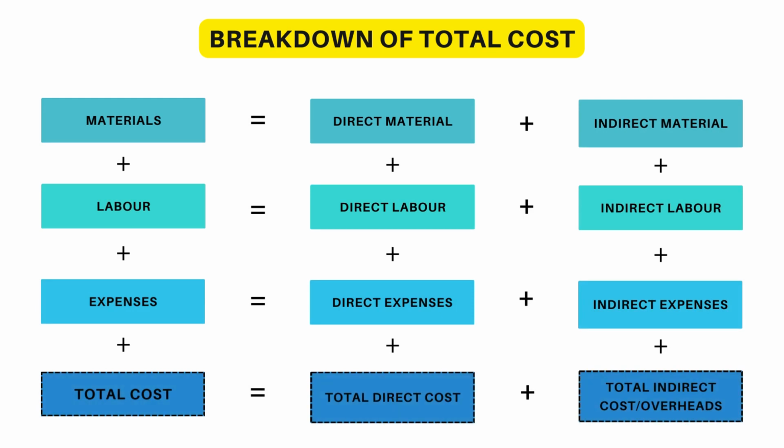Let's look at the breakdown of the total cost figure to understand better. Total materials cost is made up of two components: direct material cost and indirect material cost. Same goes for labor and other expenses. The sum of total materials, labor, and expenses equals the total cost, which is also the sum of total direct and indirect costs.